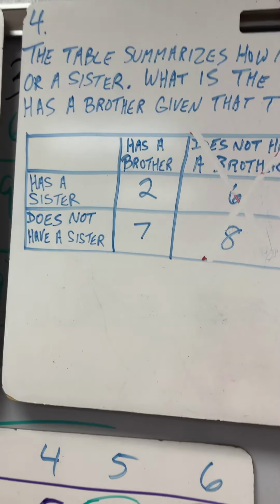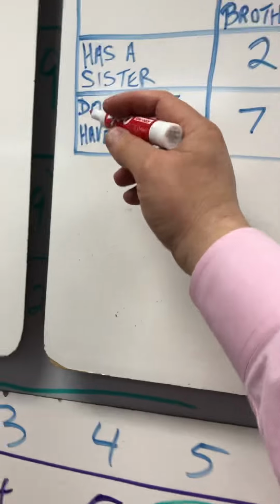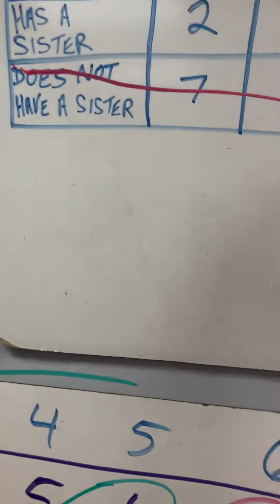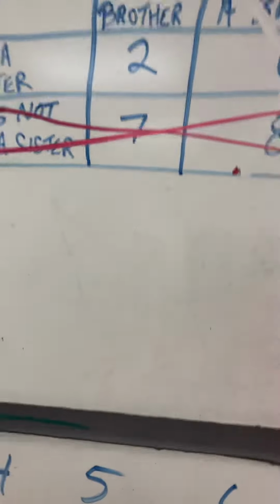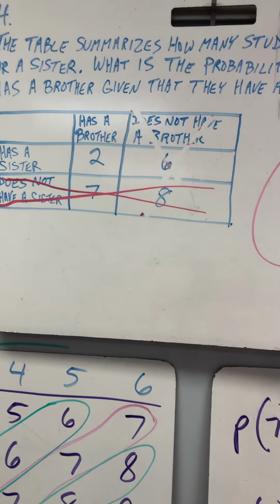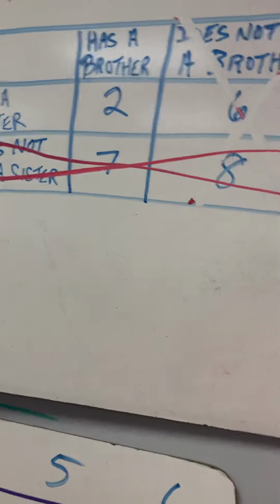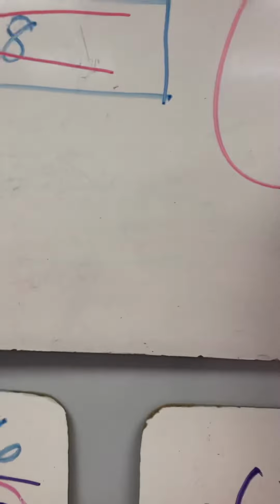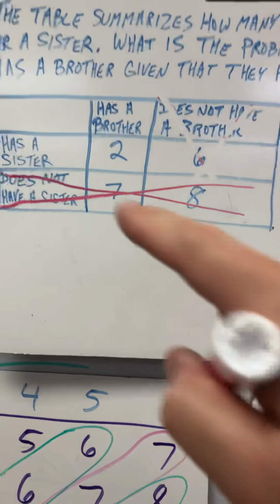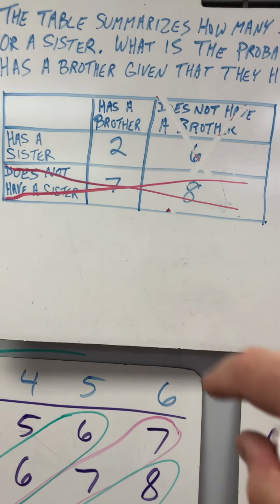So what's happening here? Okay. They have a sister. So that's this row here, right? So I'm not worried about the ones that don't have a sister. I'm only worried about the ones that have a sister. Okay. How many are there? There's 8 altogether, right? Altogether there's 8. How many have a brother of the ones that have a sister?